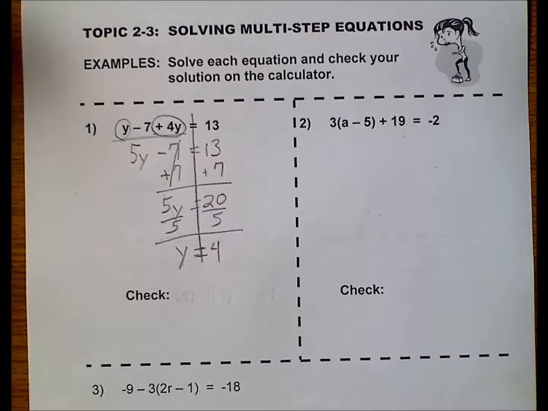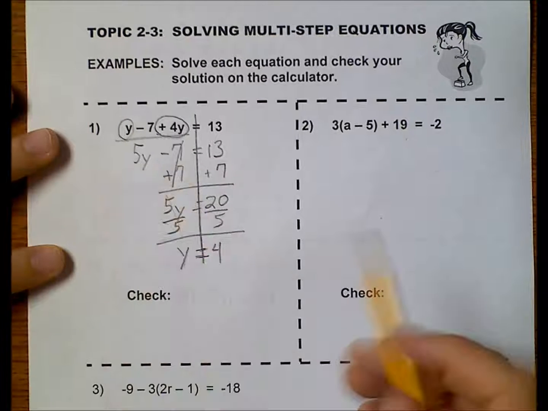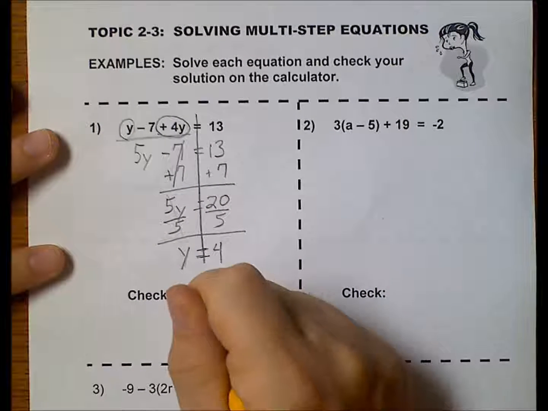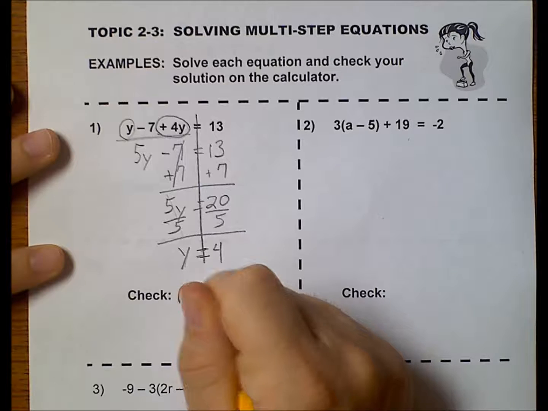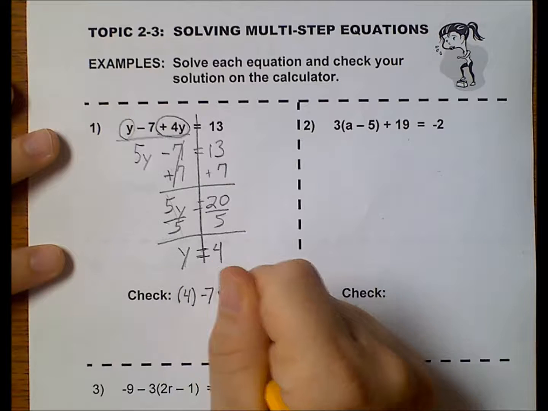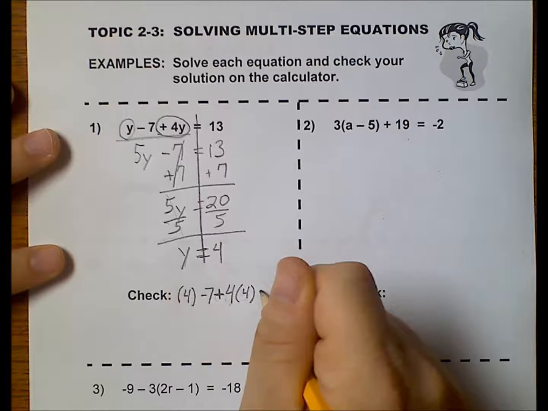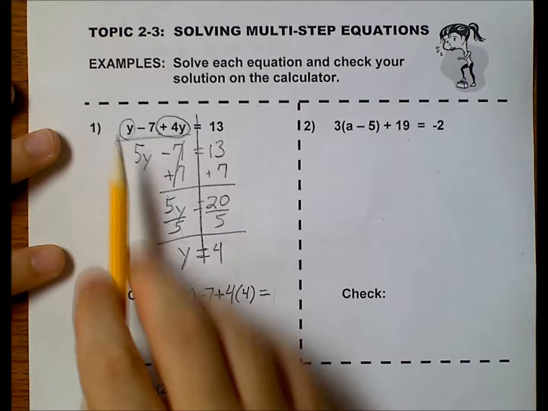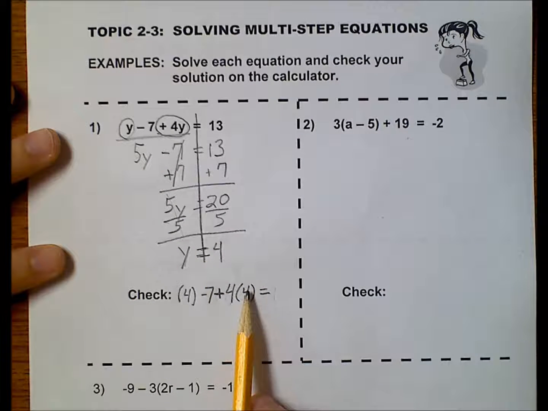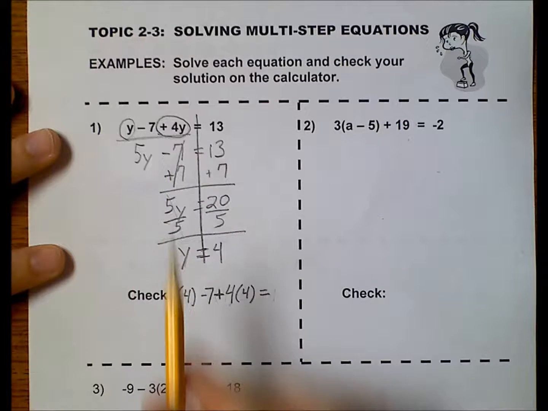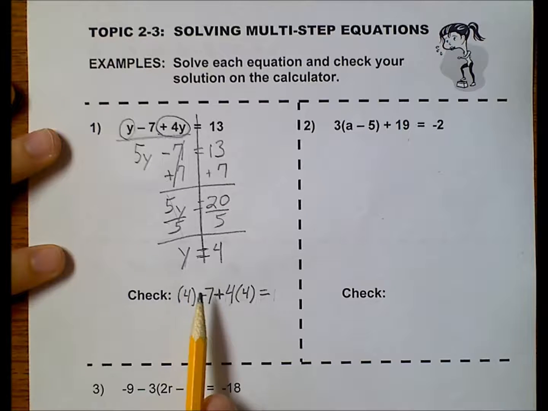Now to check this, I need to plug this 4 back into everything in my original equation. So I'm going to use parentheses 4 minus 7 plus 4 parentheses 4. This 4 is for this y. This 4 is for that y. And notice it's the same. It's y minus 7 plus 4y. But instead of y's, I have used 4's.